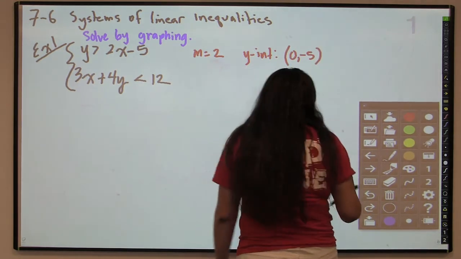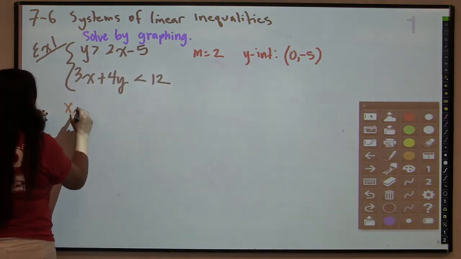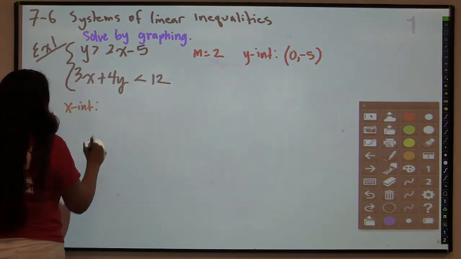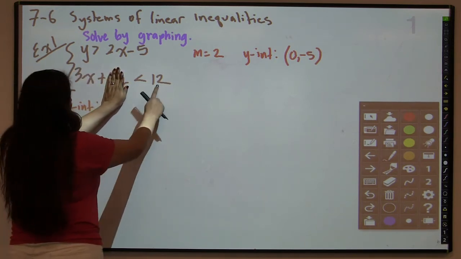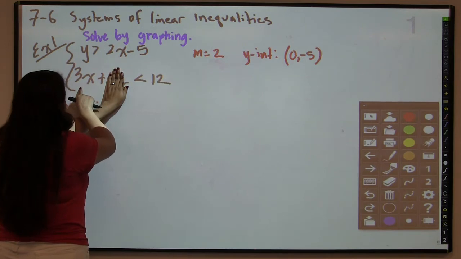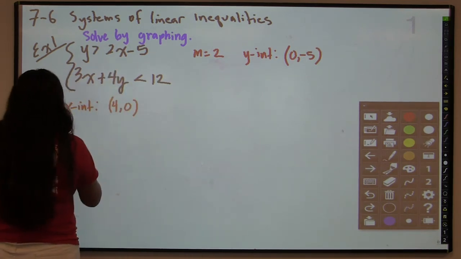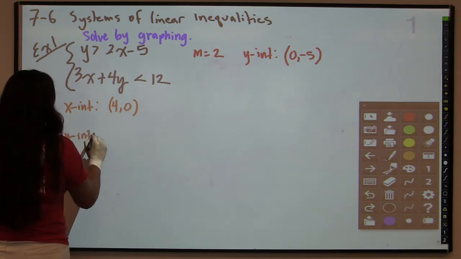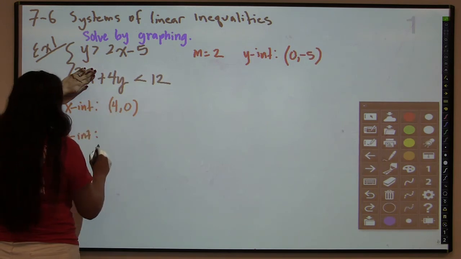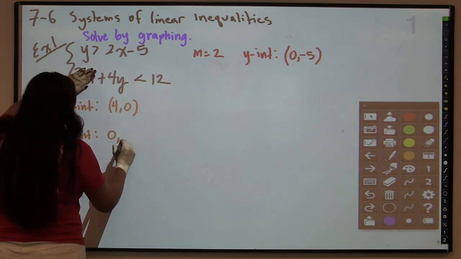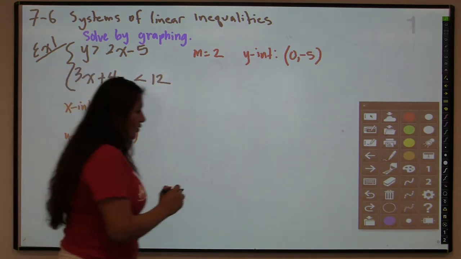For my second equation, if I hide the y, I can find the x-intercept. 12 divided by 3 is 4. So x is 4, y is 0. And for my y-intercept, I will hide the x, and 12 divided by 4 is 3 for the y. So x is 0, y is 3. I'm going to need those points to graph my equations.